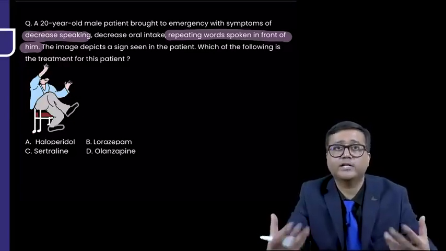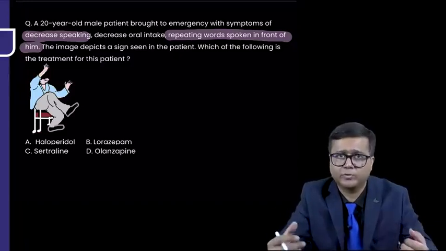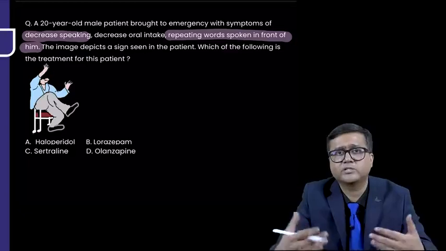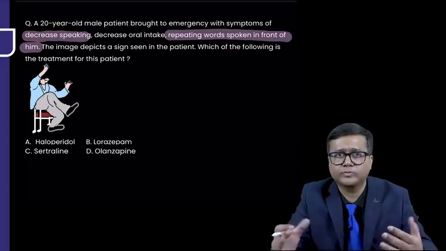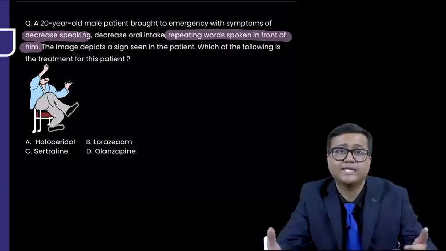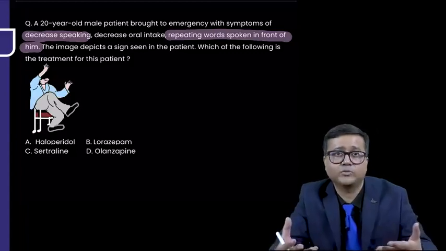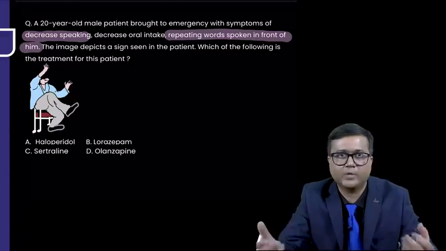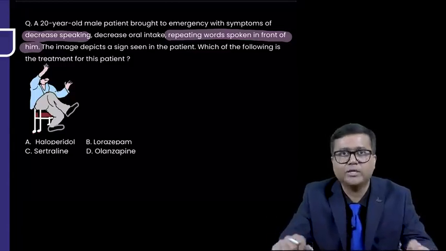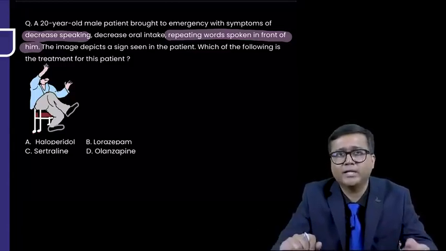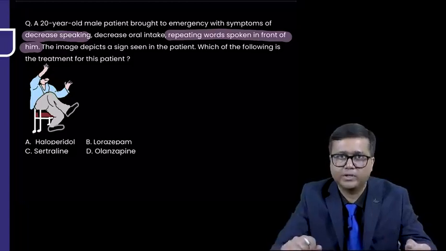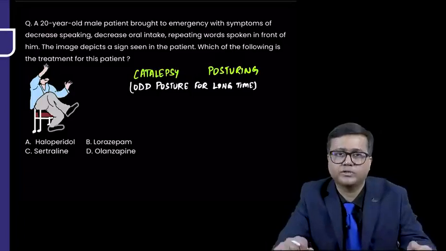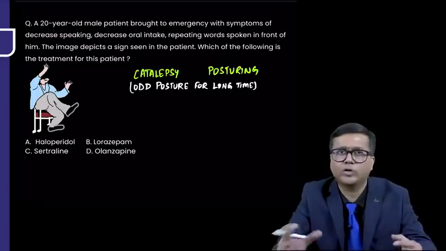First we need to identify what the patient is suffering from. As you can see, the patient is speaking less, and is repeating words which are spoken in front of him. So what is this phenomenon? This is echolalia. If you ask the patient what is your name, the patient again says what is your name. He is repeating the words after the people around him. And if you see in the image, the patient is maintaining an odd posture. So this symptom could be catalepsy or posturing, which is maintaining of odd posture for a long time.